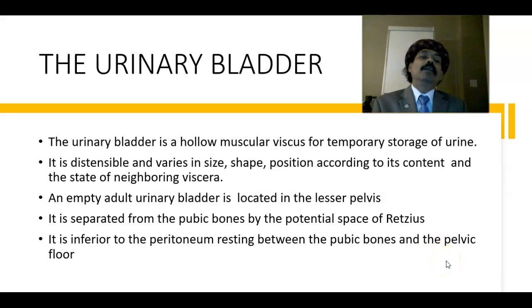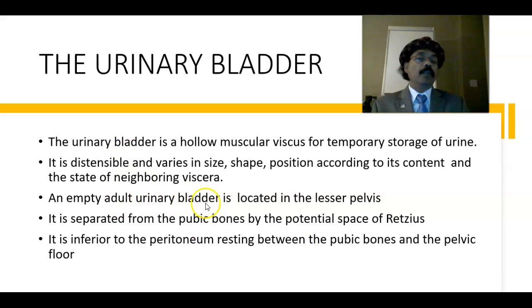Today I will discuss the anatomy of the urinary bladder. The urinary bladder is a hollow muscular organ for the temporary storage of urine. It is distensible and variable in shape, size, and position according to its content and the state of the neighboring viscera.